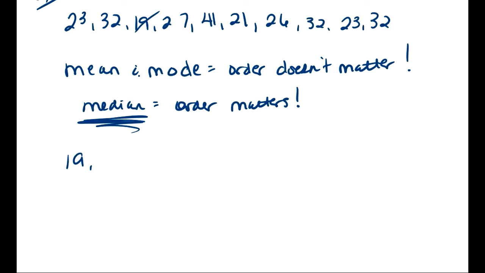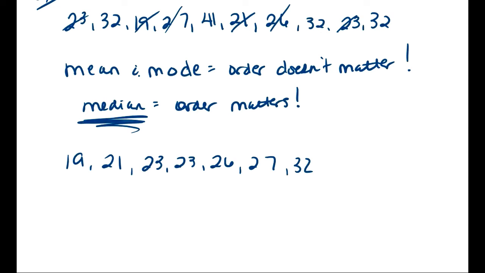So it looks like 19, 21, let's see, I've got two 23s here, 26, 27, we got several 32s, 1, 2, 3 32s, and then 41. And sometimes it's good for you just to make sure you got them all, to cross them out like I did, or to count them 1, 2, 3, 4, 5, 6, 7, 8, 9, 10. Make sure you have 10 numbers here. 1, 2, 3, 4, 5, 6, 7, 8, 9, 10.